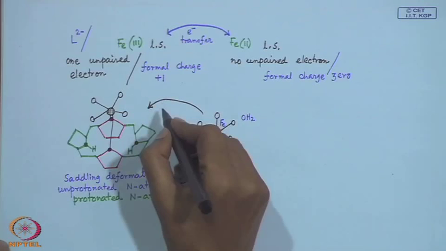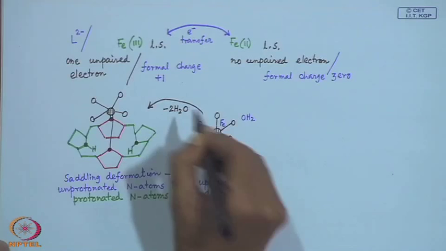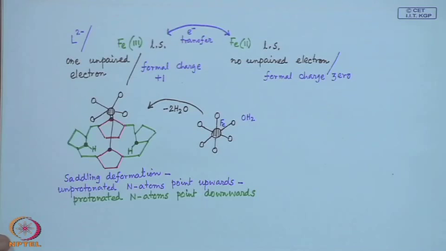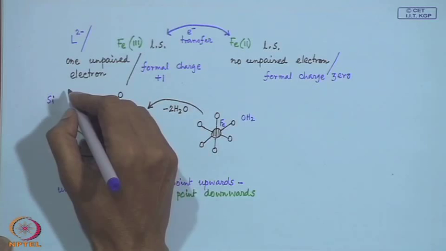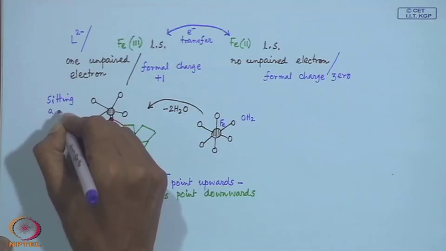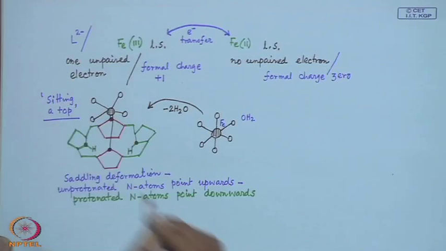So, it will immediately lose two water molecules and will sit above the particular porphyrin saddle structure, and this particular structure, where the iron is sitting atop, is known as the sitting-atop complex.